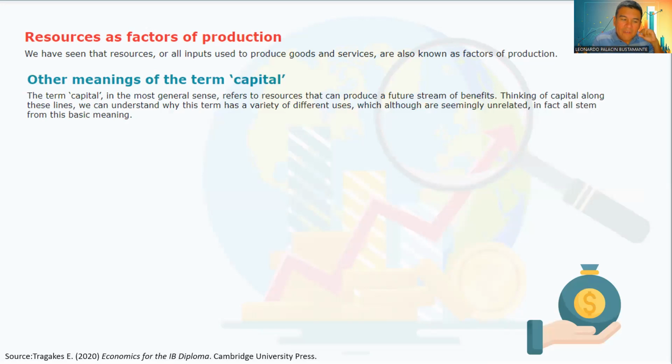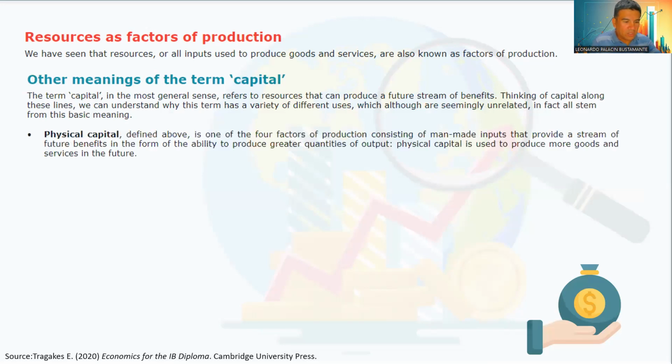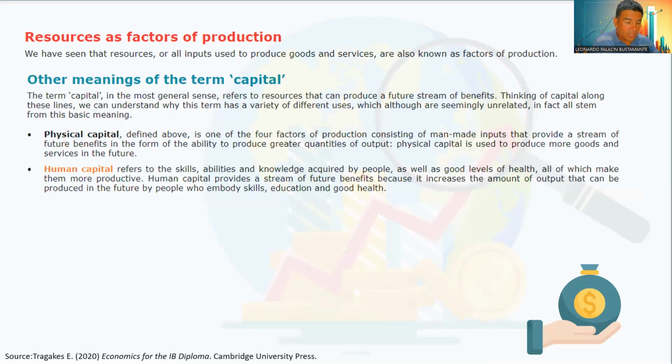Now, we have different meanings for the term capital. Capital can be used in different ways. Physical capital, already explained before, and human capital, which has to do with the abilities and knowledge that people have so that they can become more productive. Somebody who works using pen and paper may not produce as much as somebody who is using a computer. So it's the knowledge that people have that provides more benefits and increases the level of output.